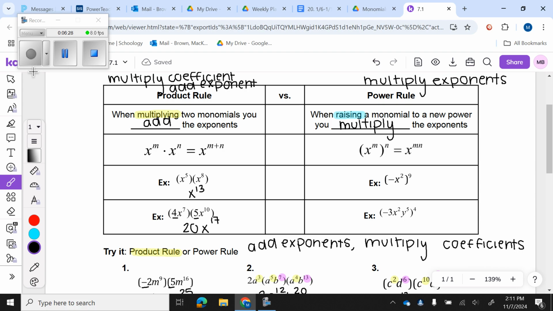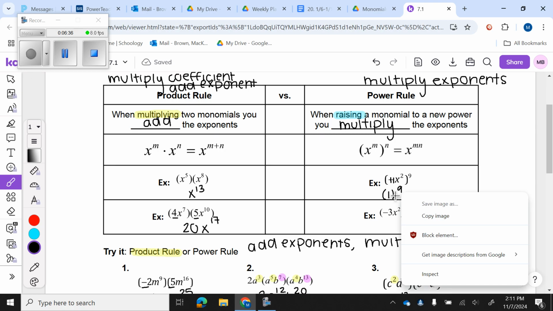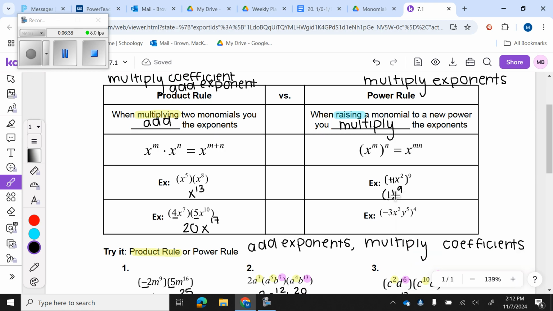For the sake of this, make this a positive 1. So I'm going to put in my calculator 1 to the 9th, because that's my coefficient. I'm going to raise it to the 9th. It's like I'm distributing this 9th power, and 1 to the 9th is just going to give me 1, and then I'm going to multiply my exponents. Well, 2 times 9 is 18, so 1x to the 18th.